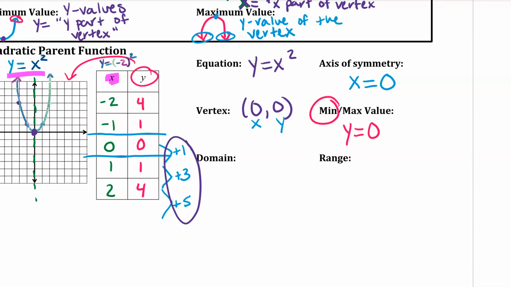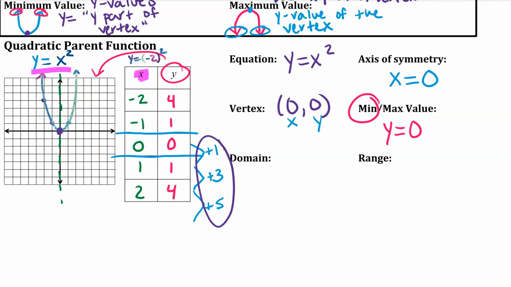Okay, so my domain, my x's are getting both smaller and bigger at the same time. So my domain is going to be all real numbers. This is fine with me, but I think on your final you might see it in interval notation. Remember that all real numbers in interval notation is -infinity to +infinity.